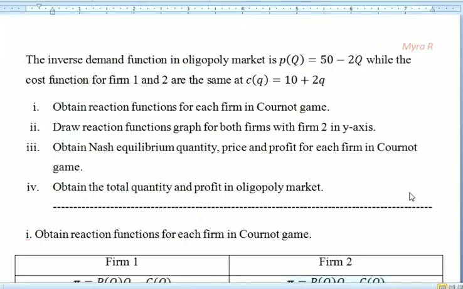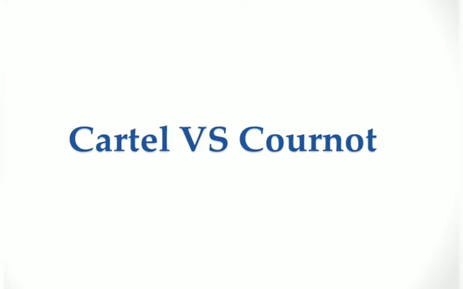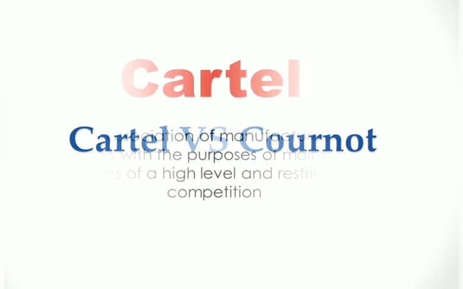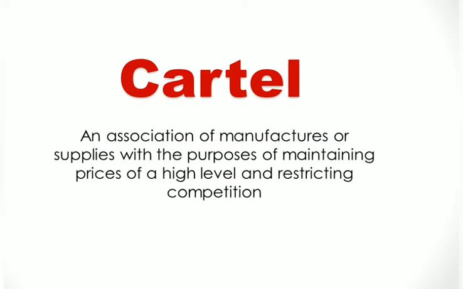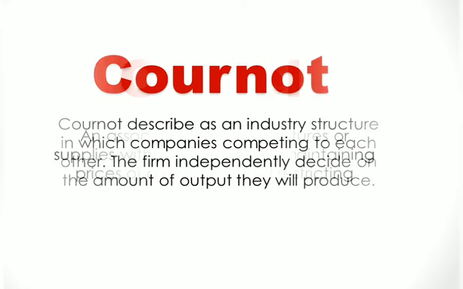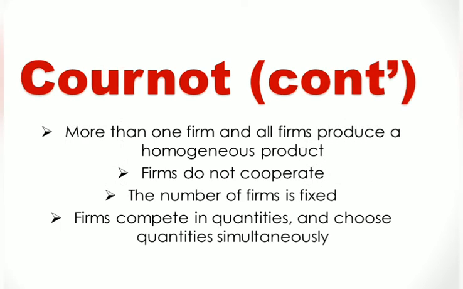In the cartel concept, the firms are restricting competition with each other. Whereas in Cournot, the firms are competing with each other in terms of producing the quantity of product. Cournot has more than one firm. Firms do not cooperate, the number is fixed, and the firms compete in quantity and choose quantity simultaneously.